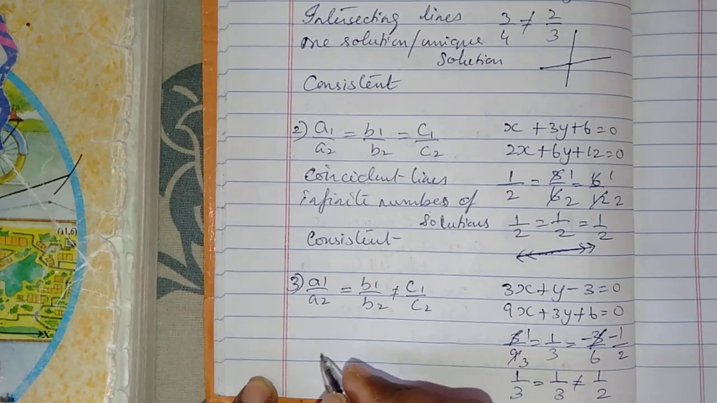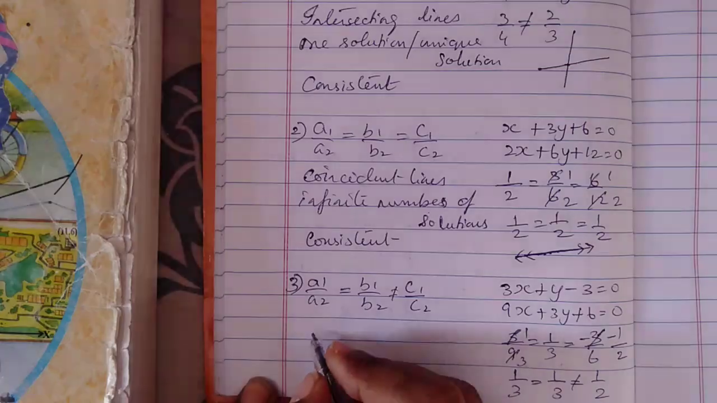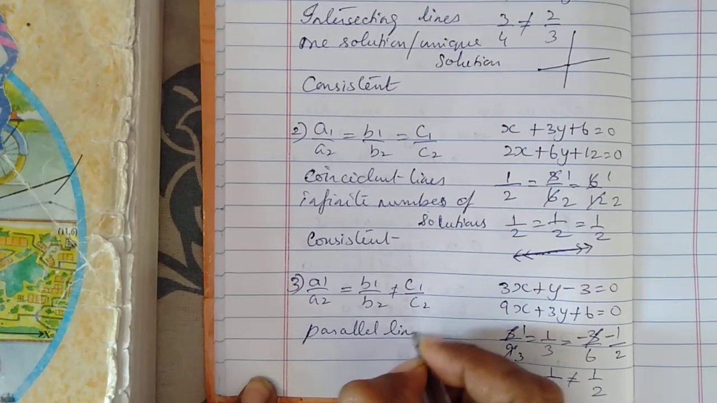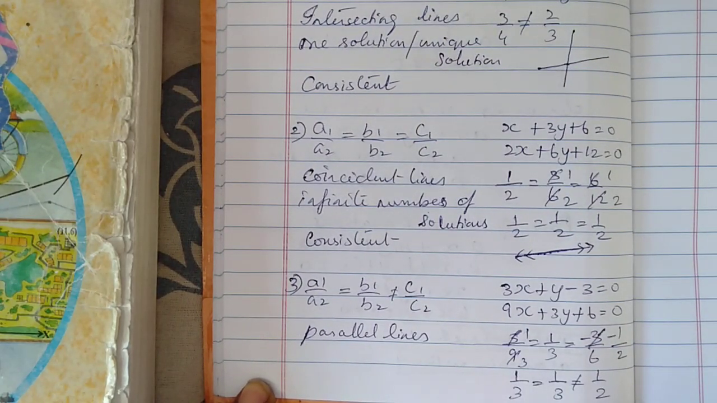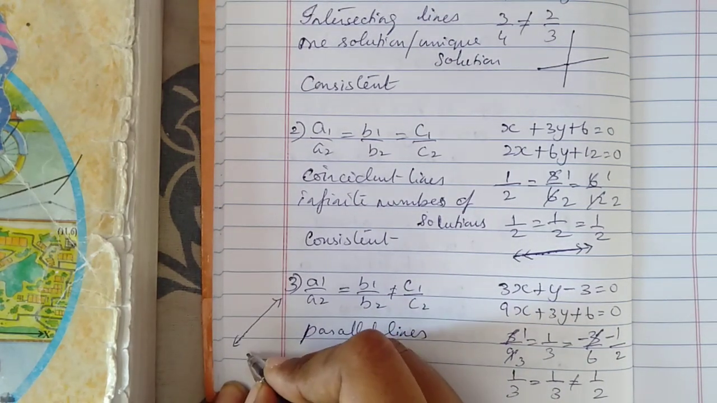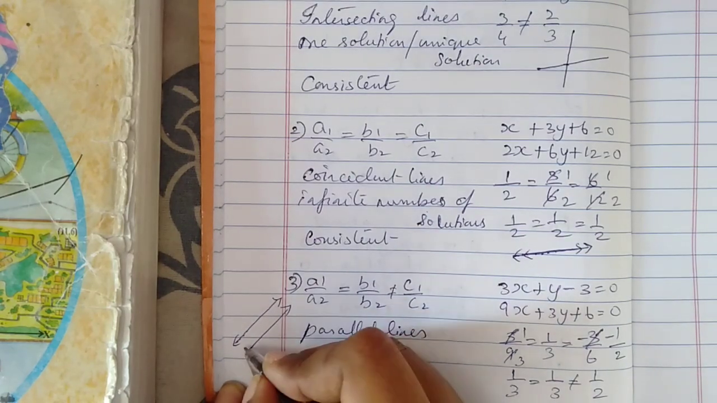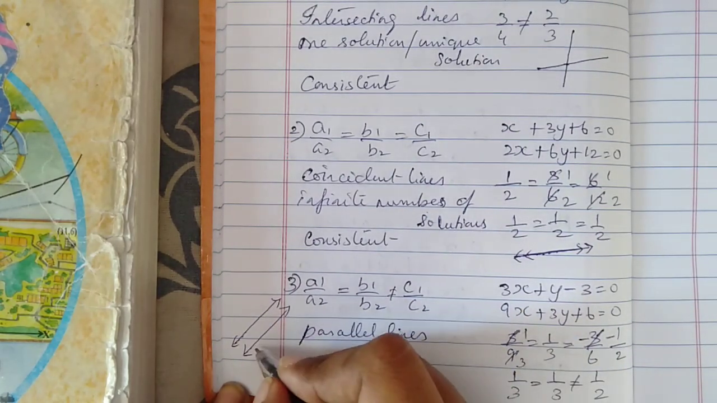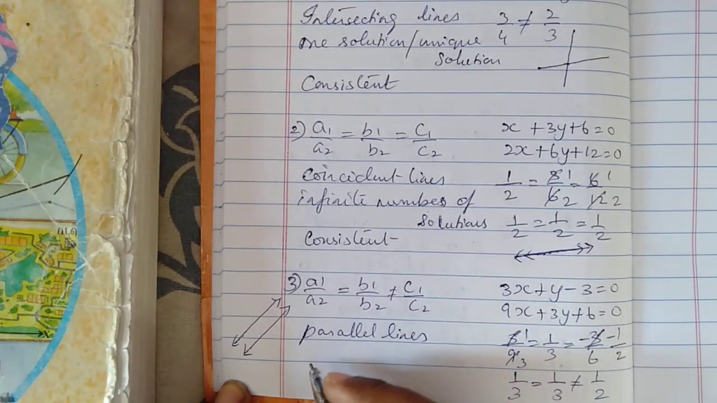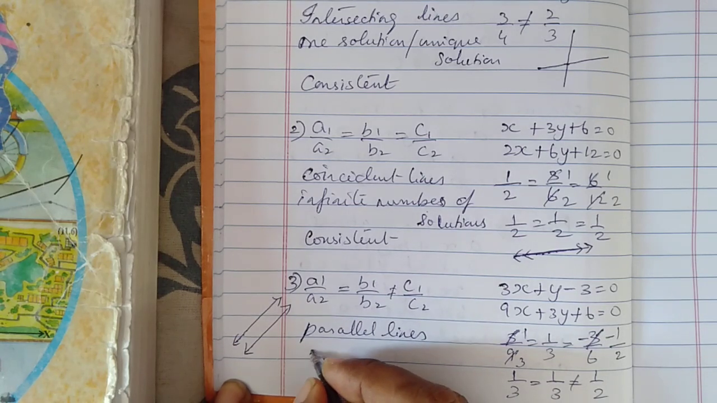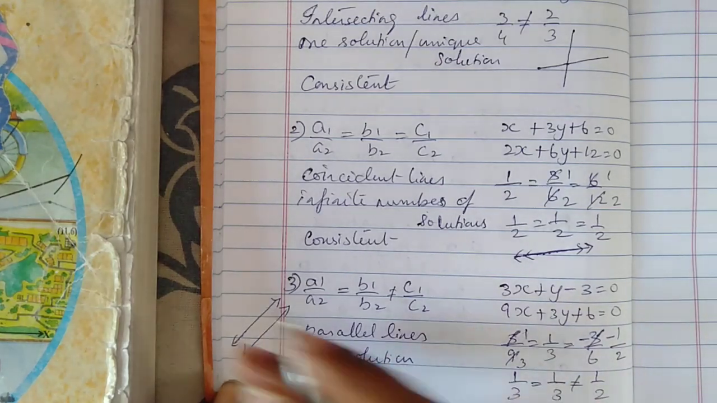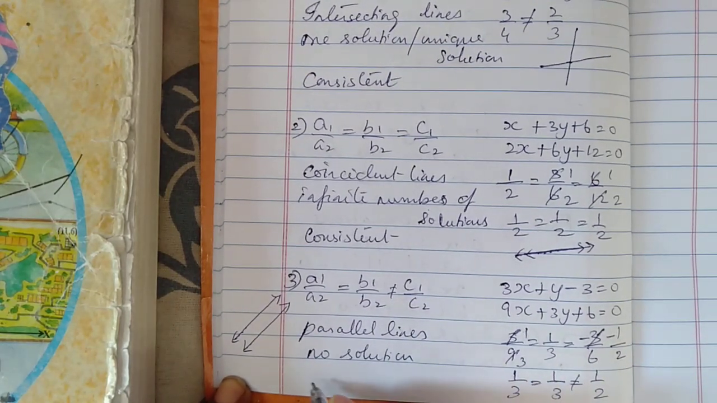So now they give you parallel lines. A line formed by the first equation is here and the second line is formed just parallel to it. It means they do not meet anywhere. So since they do not meet anywhere, they cannot give you any solution. They have no solution, and since they do not give you any solution, they are said to be inconsistent.